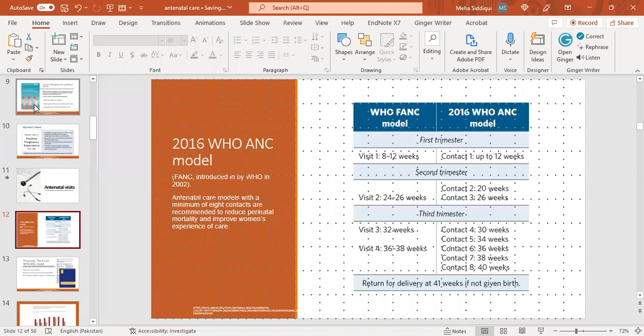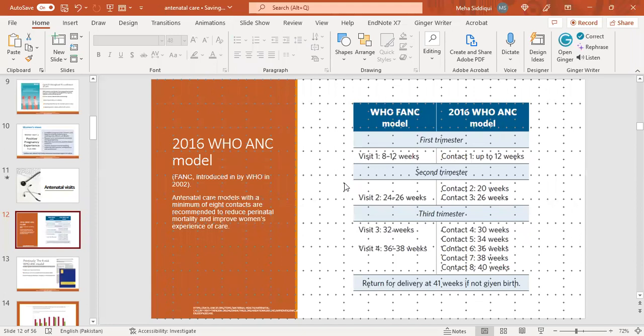Antenatal visits. The 2016 WHO antenatal care model. First, there was an antenatal care model introduced by WHO in 2002, and it consisted of a total of 4 visits. The first visit in the first trimester, at 8 to 12 weeks, then the second visit in the second trimester at 24 to 26 weeks, and 2 visits in the third trimester, the third visit at 32 weeks, and the fourth visit at 36 to 38 weeks.